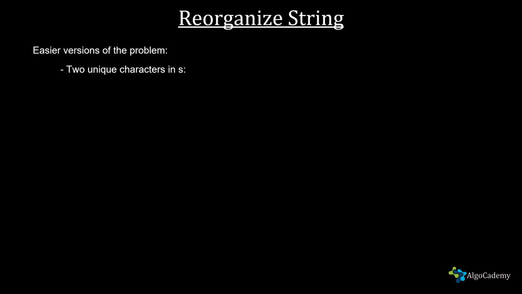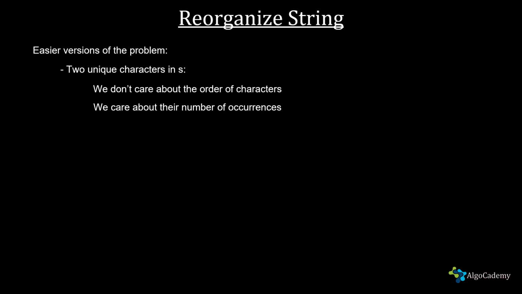Let's say we have two unique characters in S, and these characters, of course, you can choose any two of them, but for simplicity, let's say they are A and B. The first observation you might have already made is that we don't actually care about the order of characters. We only care about their number of occurrences. For example, if S is AABB or ABAB or BAAB, what is really important is that we have two A's and two B's which we should arrange such that the condition is satisfied.